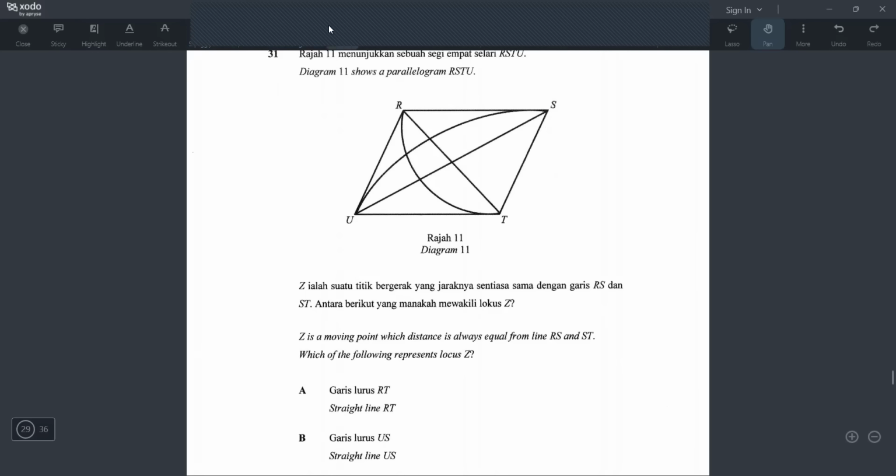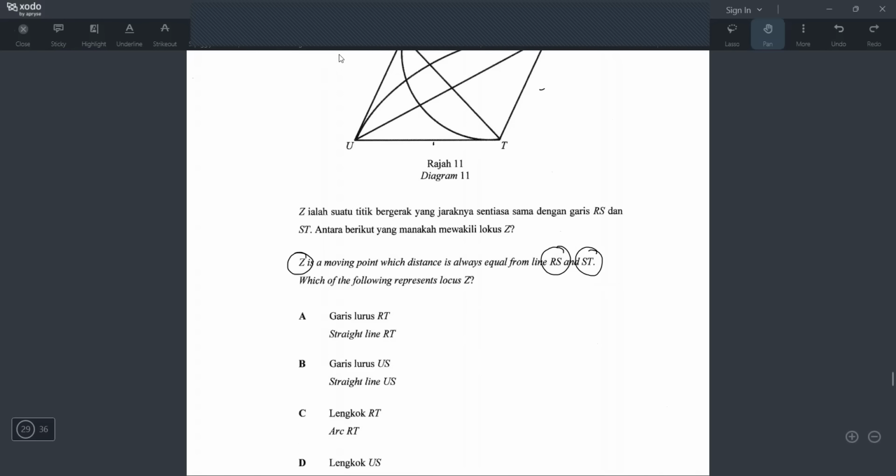Let's continue with question 31. Diagram 11 shows a parallelogram RSTU. So this is a parallelogram. It means opposite sides will be the same length and parallel. And the opposite sides here will be the same length and parallel also. Z is a moving point. So if you look at the diagram, it's RSTU. But Z is not in the diagram because Z is a moving point. So Z is the locus that I have to draw later. Which distance is always equal from line RS and ST? Which of the following represents locus Z? RS and ST. The answer is US. So B is the answer.